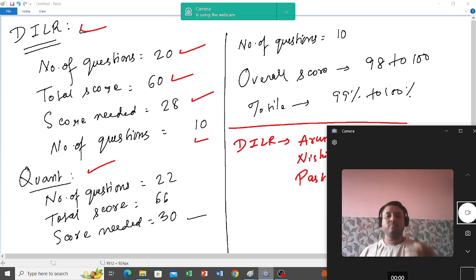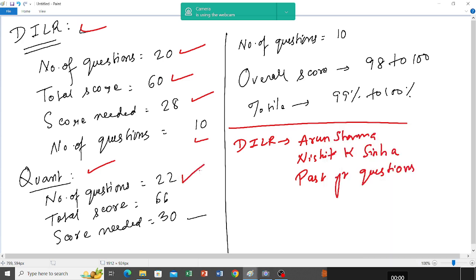So what should be the strategy for answering the quant section? There are 22 questions in the quant section. The total score is 66, and the score needed here to get 99 to 100 percentile is only 30. You can understand that you just need to score less than 50 percent. So how many questions do you need to answer correctly? Only 10 questions. 10 into 3 is 30.